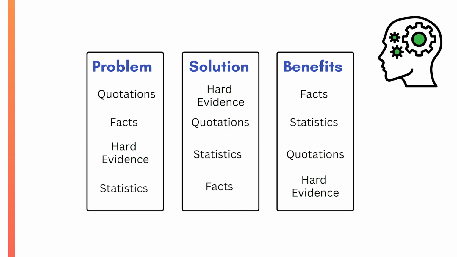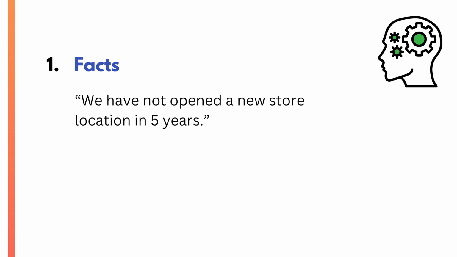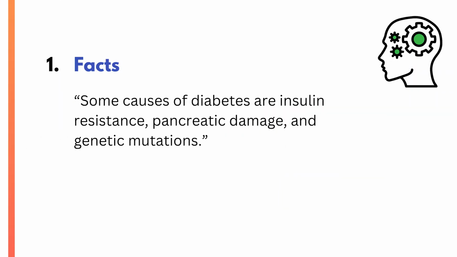Basic facts don't have much emotion associated with them, but they speak to our rational side, our minds. Back to an earlier example, if I was talking about our company and how it hasn't grown in 18 months, I'd mention the fact that we haven't opened new stores in 5 years. That fact will be really important when I head into my solution and recommend that we should open a new store. In an earlier video in this series, I was talking about the causes of diabetes, and I was just stating facts like insulin resistance, pancreatic damage, and genetic mutations. Some facts may be obvious, but others may be drawn from your research.